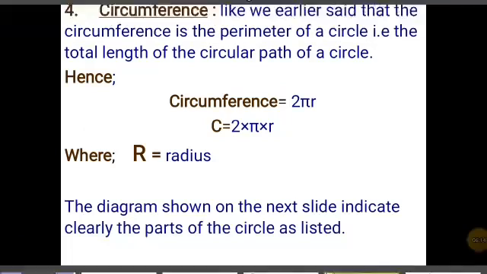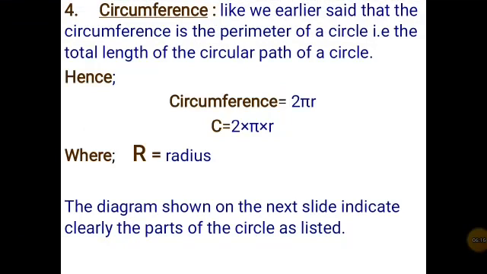Now that is a circumference. You can see r is equals to radius, and I have explained the pi. So c is equals to 2 times pi times r, which is the circumference. So the diagram shown on the next slide indicates clearly the parts of the cycle as listed.